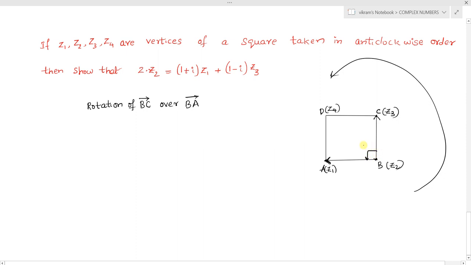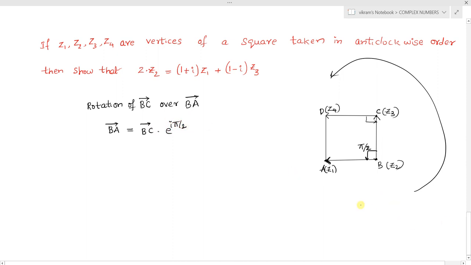Now BC has to be rotated with an angle of pi by 2 in the anti-clockwise direction. You can consider any one, for example CD: if we rotate CD in the anti-clockwise direction, we get BC or CB, so consider in any direction. Now what I am considering is BC rotating to get BA. So what are we obtaining? BA. The obtained BA can be written as rotating BC into e power i, anti-clockwise direction, the angle is pi by 2.